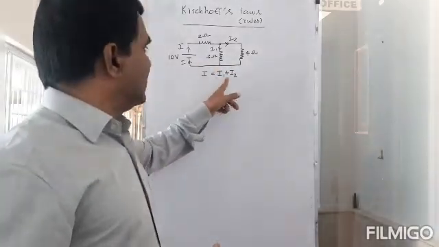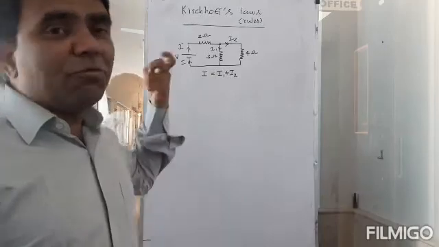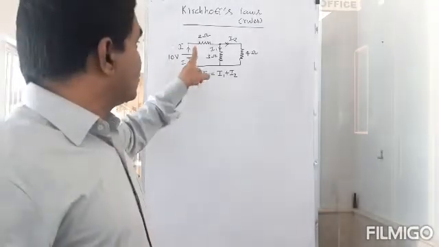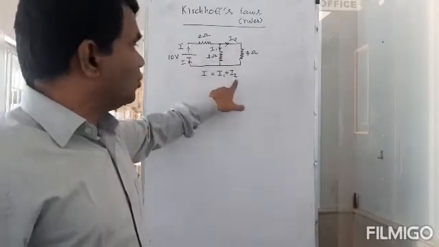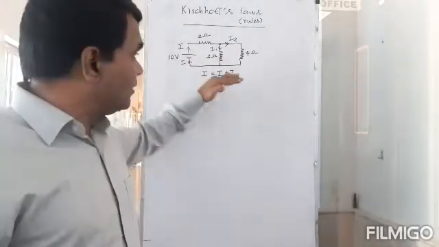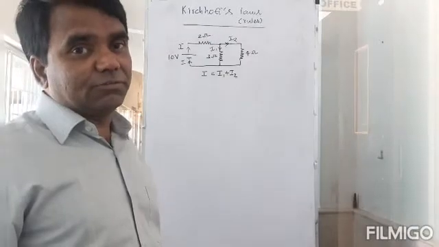So I is equal to I1 plus I2. So how many unknowns are there? I don't know what I is. I don't know what I1 is. I also don't know what I2 is. So there are 3 unknowns in this circuit.